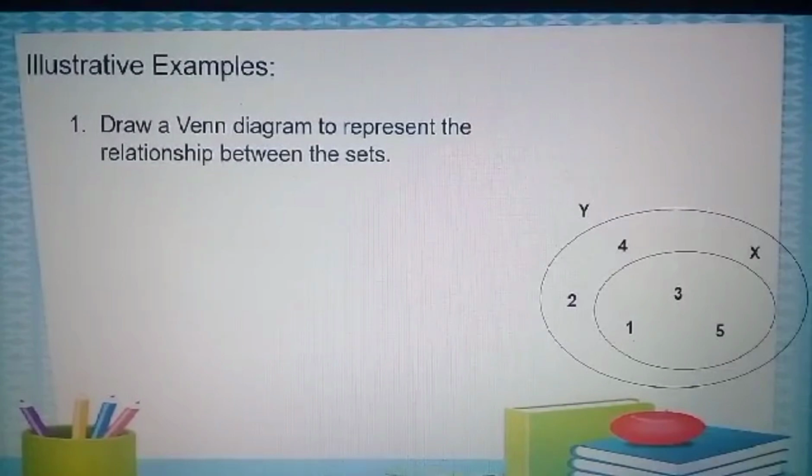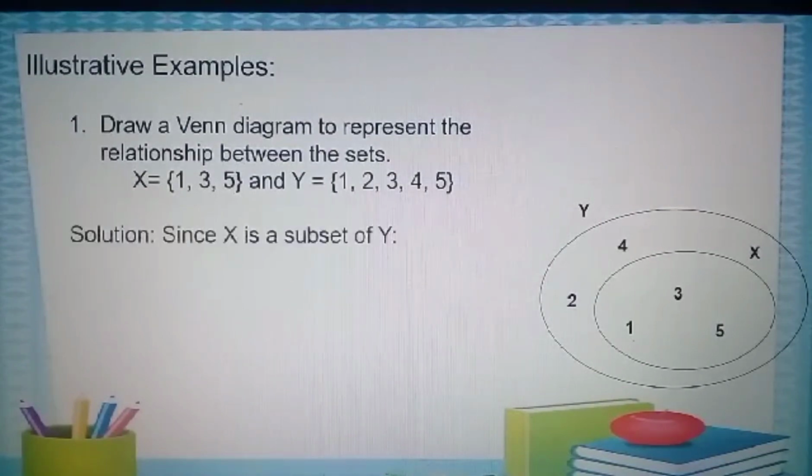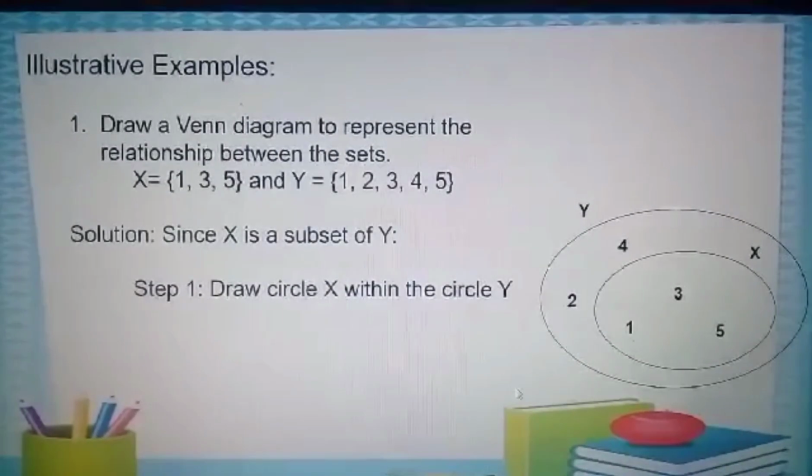And here are the illustrative examples. Number 1. Draw a Venn diagram to represent the relationship between the sets X equals 1, 3, 5 and Y equals 1, 2, 3, 4, and 5. Solution. Since X is a subset of Y, step 1. Draw a circle X within the circle Y. Here is the circle of X and this is the circle of Y.